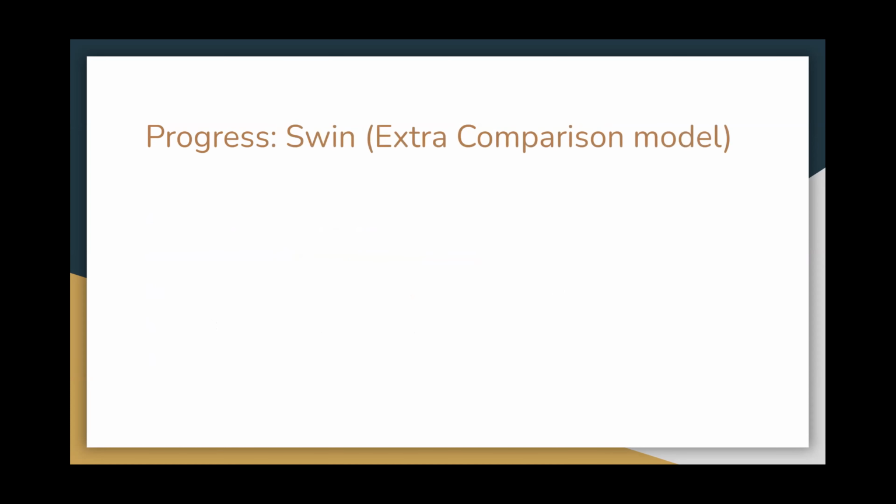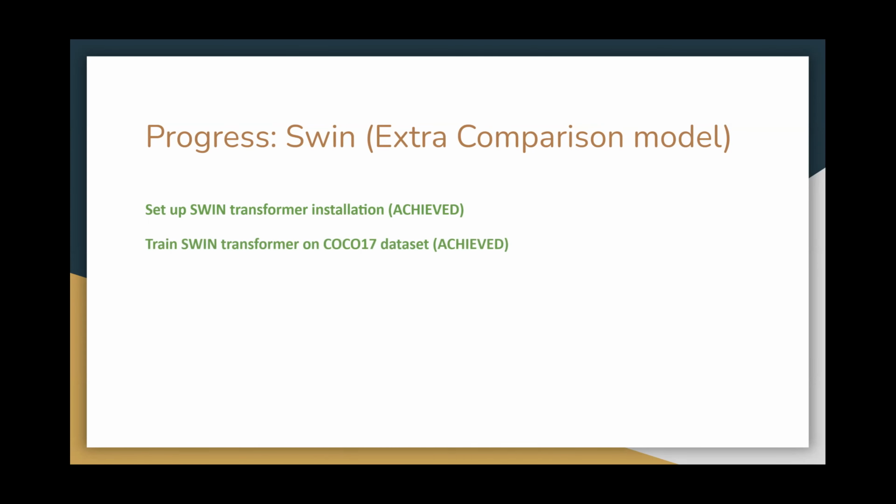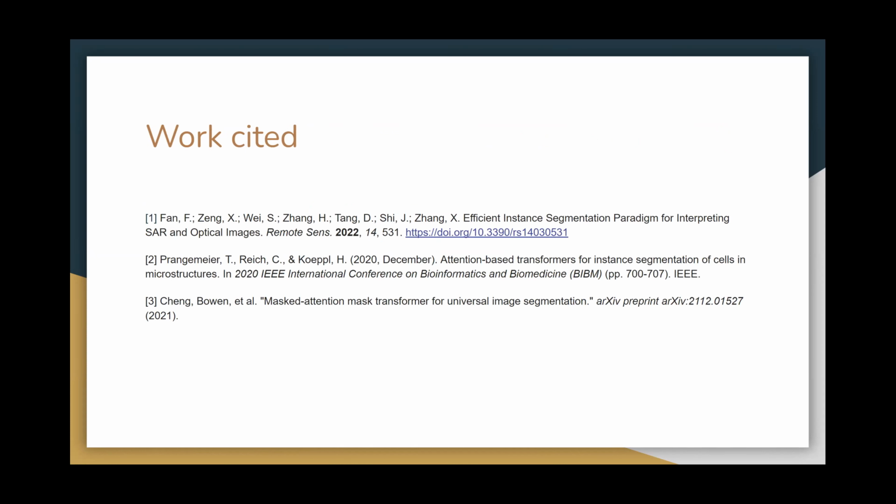Another thing we're doing, for example, is using the Swin transformer as another comparison model. We're also running it with the COCO dataset, which was successful, and now we're trying to run it with our own data. So that's it for us.